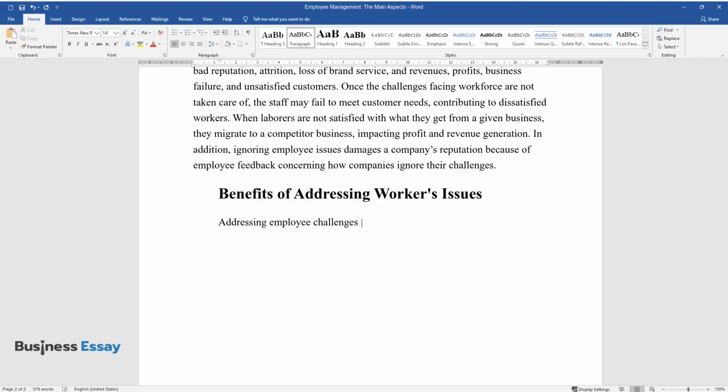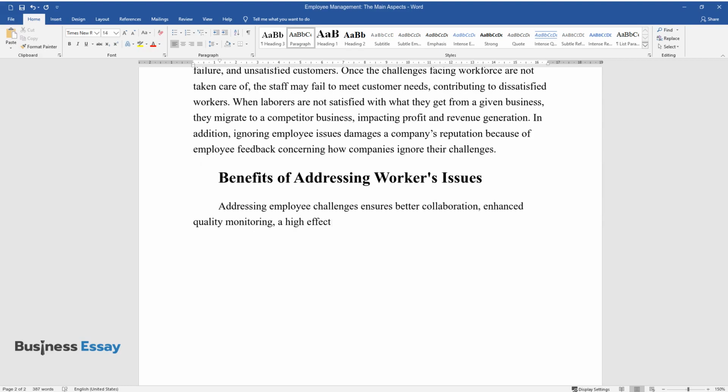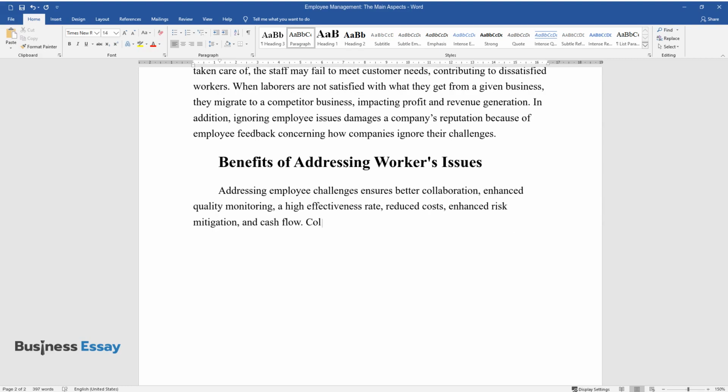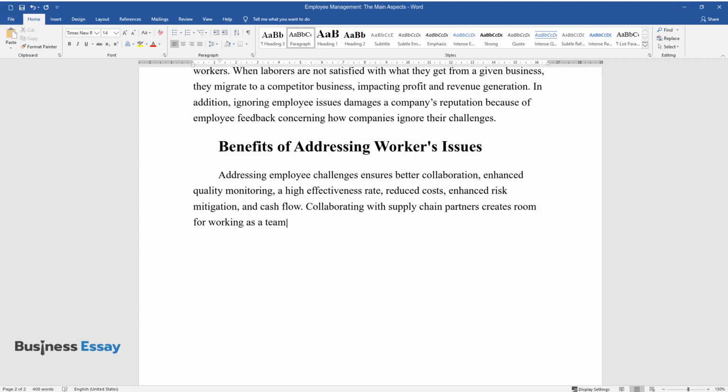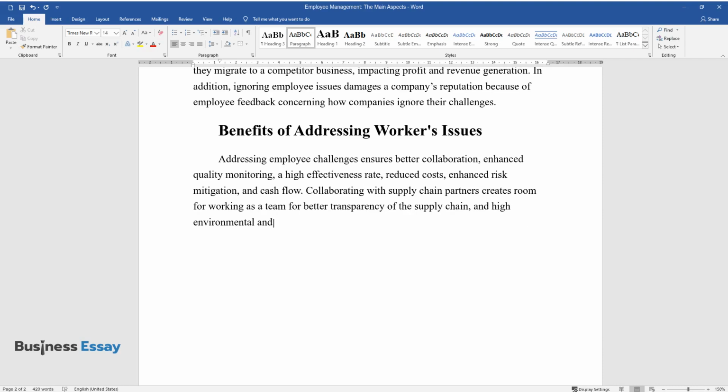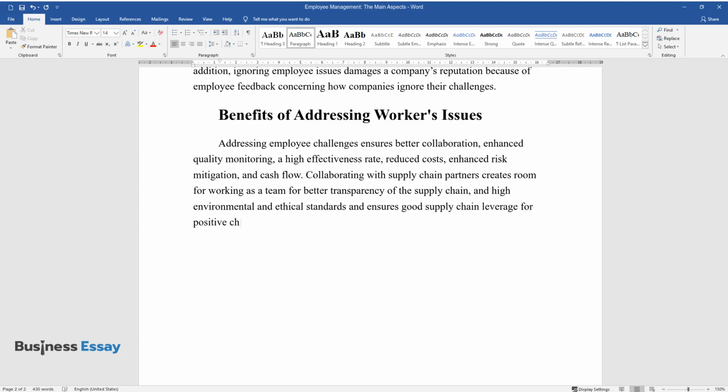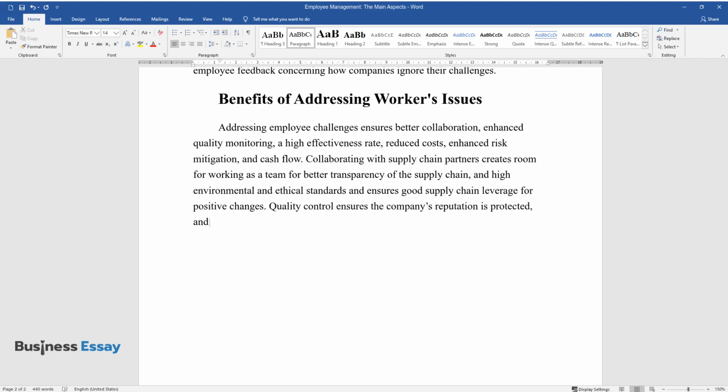Addressing employee challenges ensures better collaboration, enhanced quality monitoring, a high effectiveness rate, reduced costs, enhanced risk mitigation, and cash flow. Collaborating with supply chain partners creates room for working as a team for better transparency of the supply chain, and high environmental and ethical standards, and ensures good supply chain leverage for positive changes. Quality control ensures the company's reputation is protected, and better supply input control attracts fewer return risks and dangerous product failures.